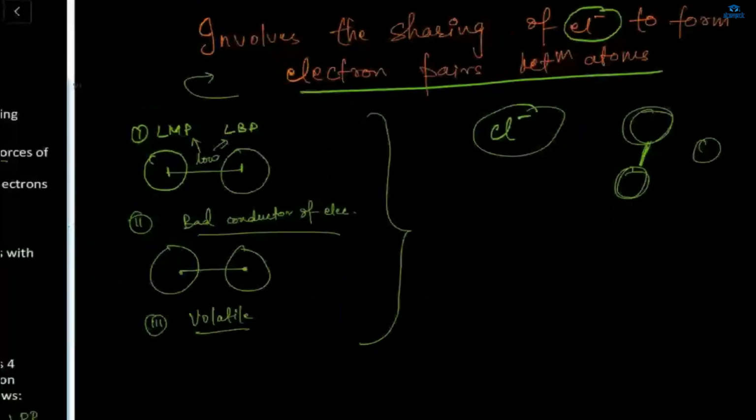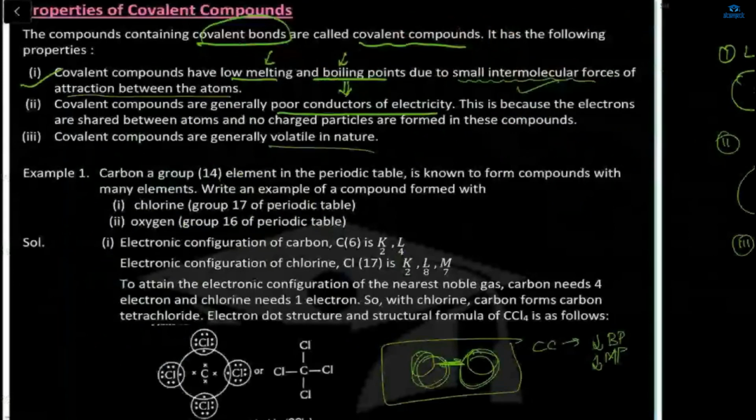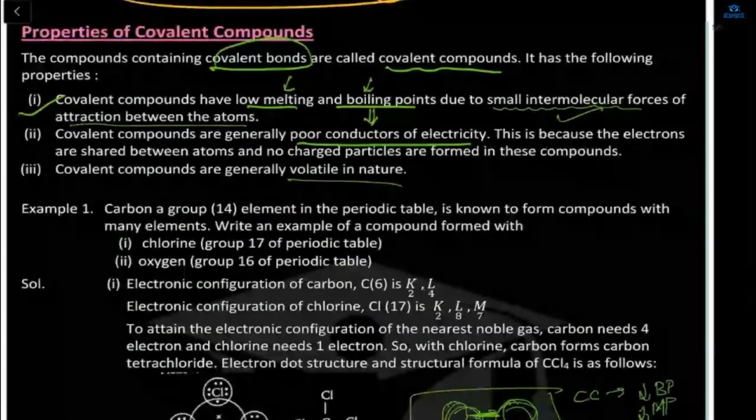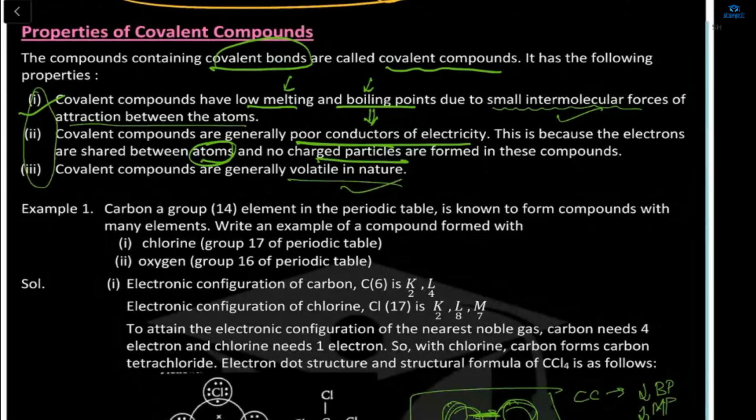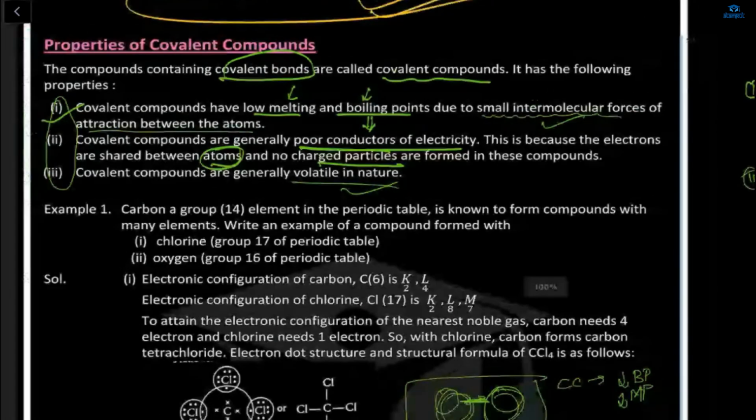Now we will see some examples. This part you got it now: it has low melting and low boiling points because of small interaction between atoms. It is a poor conductor, because the electrons are shared between atoms and no charged particles are formed. That's why it is a poor conductor, and the nature is volatile. Are these three points clear, Shafia, Rudra? Yes, ma'am. Okay, now we will see some examples.